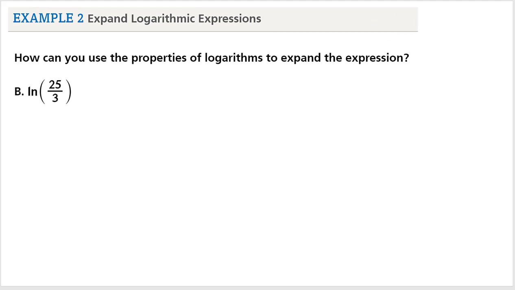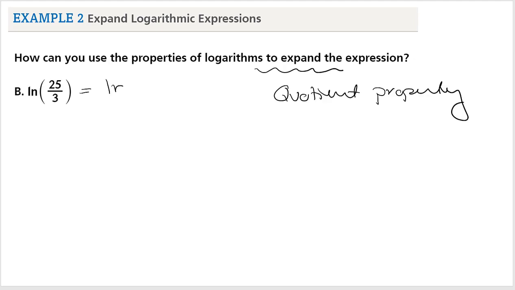The next example is asking us to expand as well. Now notice here we have the natural logarithm. That is a logarithm. It's just a special case. So we will continue to use that natural logarithm. So we will separate this using our quotient property. So we'll take that natural logarithm of 25 and we will subtract the natural logarithm of 3. And that is our final answer.